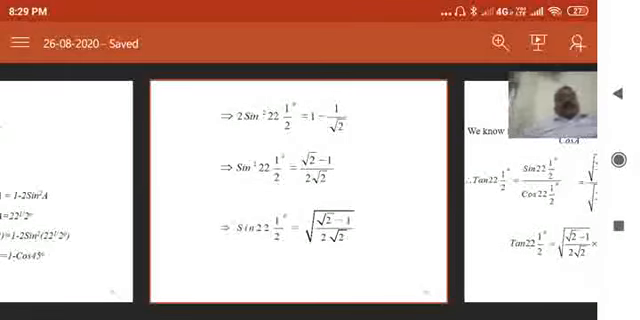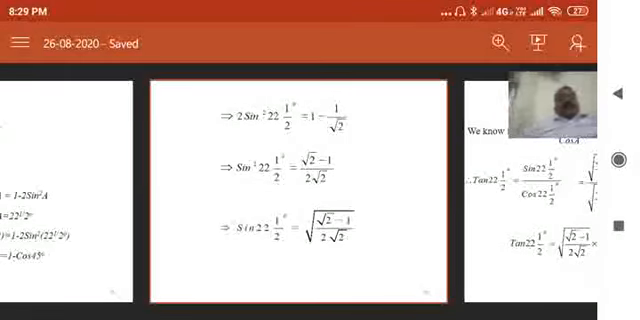For multiple and submultiple angles, we have to establish the principles for sin 2a, cos 2a, tan 2a, cot 2a, sin 3a, cos 3a, tan 3a, cot 3a, and sin a, cos a, tan a, cot a, all in terms of a by 2.